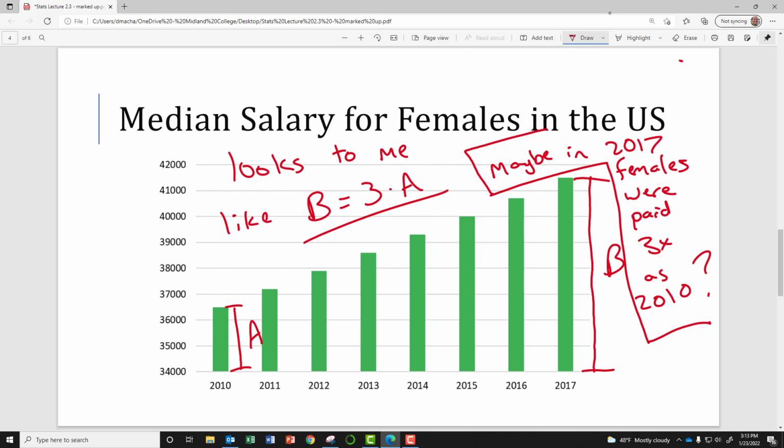If we actually squint closely at it, it looks like in 2010 they were paid about $36,500 as a median, and in 2017 they were paid about $41,500. And so this is clearly not 3 times, going from 36 to 41. It's actually only maybe a 10 or 15% change. But my point is that these bars really should be proportional to their actual values.